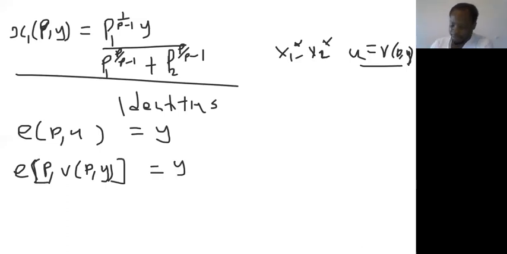Great. So this is the first of the identities that we are going to use. So this is identity one.